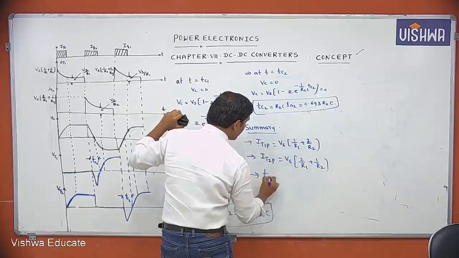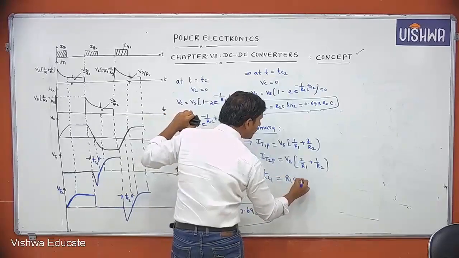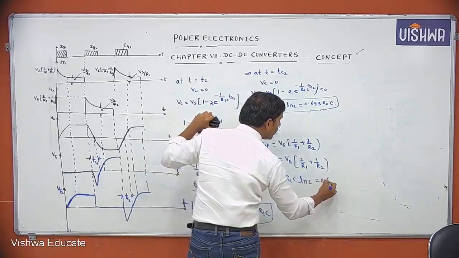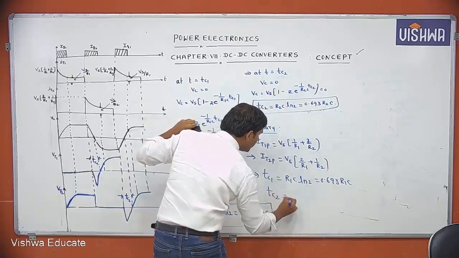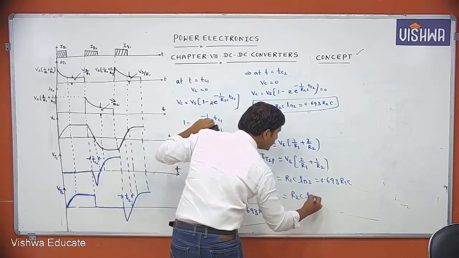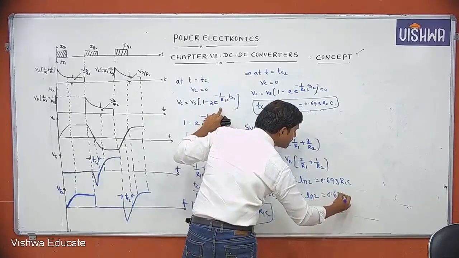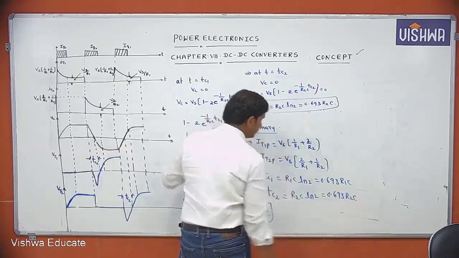What is the circuit turn off time of T1 thyristor? TC1 equals R1C into ln of 2, that is 0.693 into R1C. The circuit turn off time TC2 equals R2C into ln of 2, that is 0.693 into R2C.